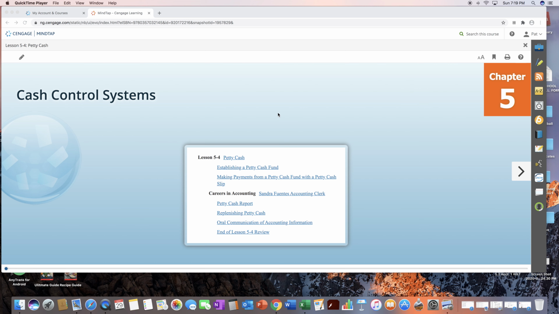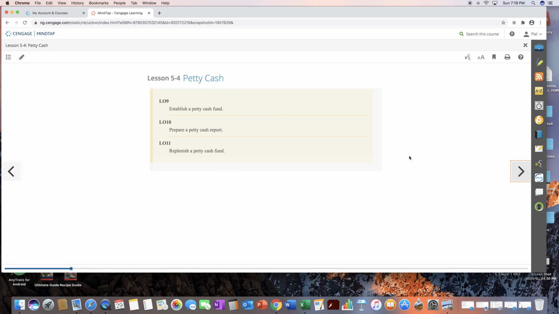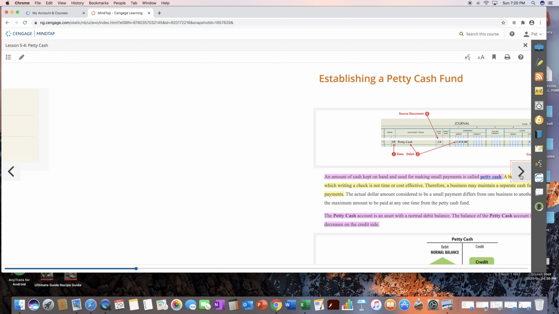All right, so this is the last section of chapter 5.4. It's kind of a longer section, so we'll go through as fast as we can here. We're going to introduce a new account called petty cash. We're also going to have a new account called petty cash short and over. We're going to establish a petty cash fund. We're going to fill out a petty cash slip, a petty cash report, and a journal entry for replenishing petty cash. So this is all about petty cash.